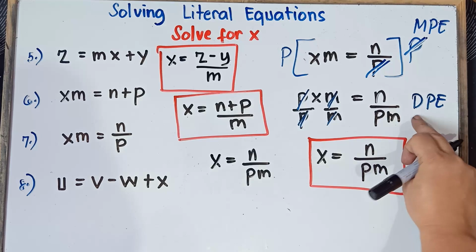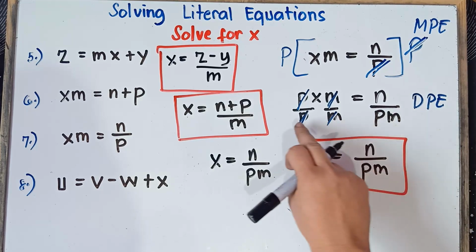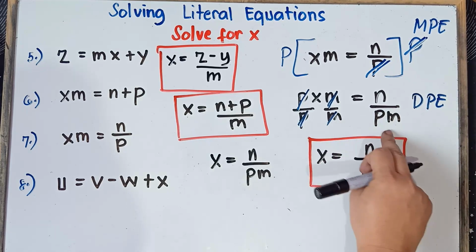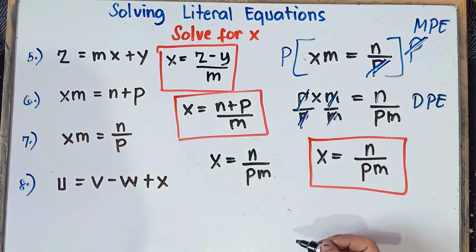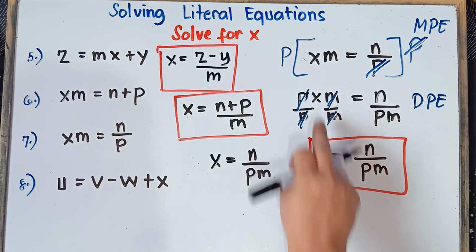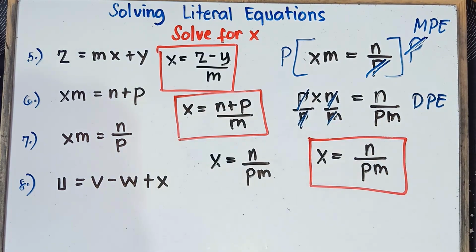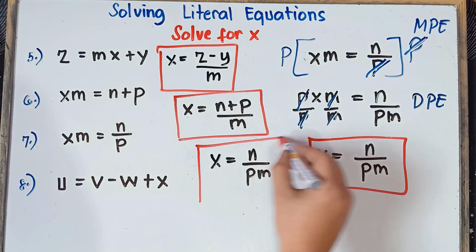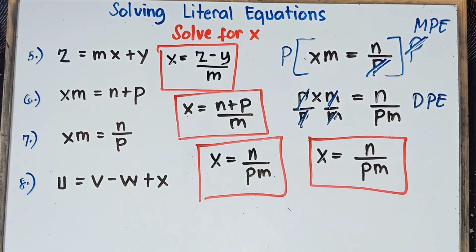So we apply division property of equality. Dividing both sides by pm, cancel this out, and we have n over pm equals x. So x equals n over pm. That's the answer, class, with regards to example number 7.